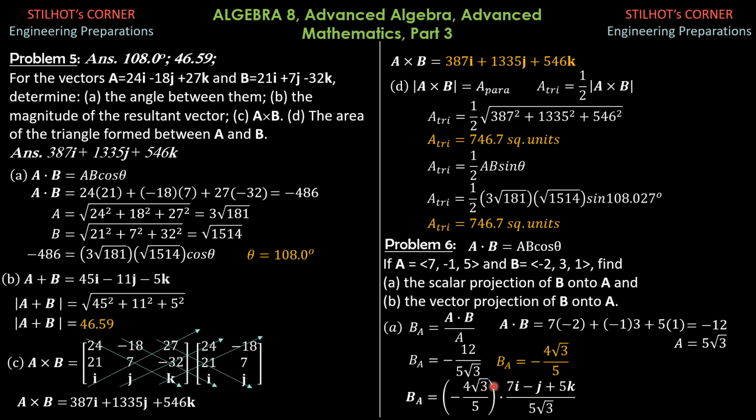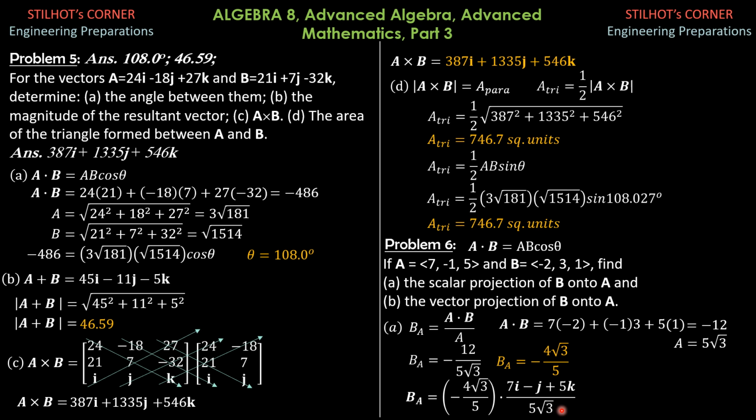Then for j, cancel square root of 3. It is positive 4 over 5. And for k, it is negative, cancel square root of 3. Negative 4 times 5 over 25. And that's negative 20 over 25 k.